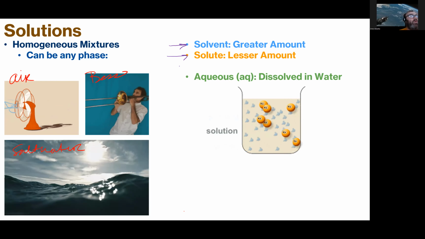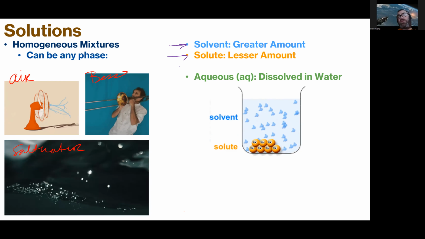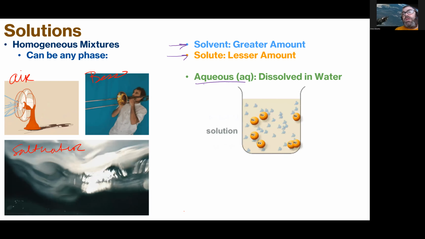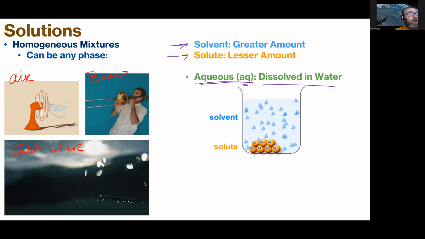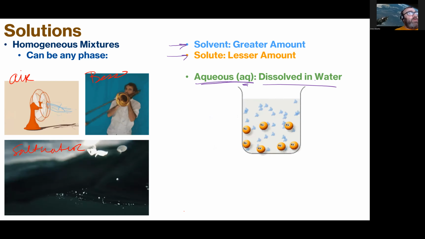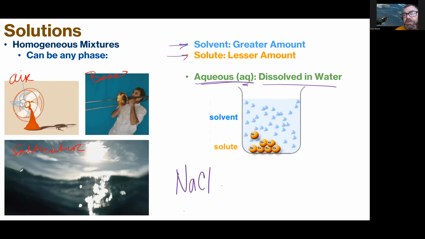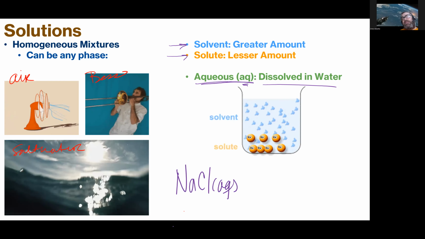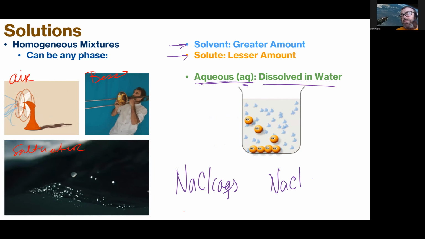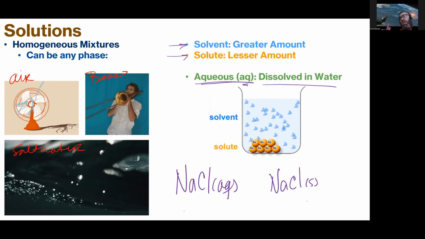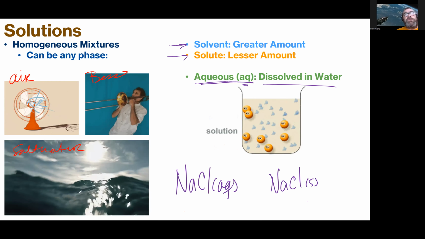Okay. We're going to keep our Gen Chem focus on things that are aqueous. And remember, aqueous, we give the phase label AQ, and this means we're dissolved in water. Okay. So if we were to say we had sodium chloride, aqueous, that's sodium chloride that's dissolved in water. But we could also have sodium chloride that's a solid, and that would mean it's a solid. Okay. We've got to pay attention to the phase labels when we do this.